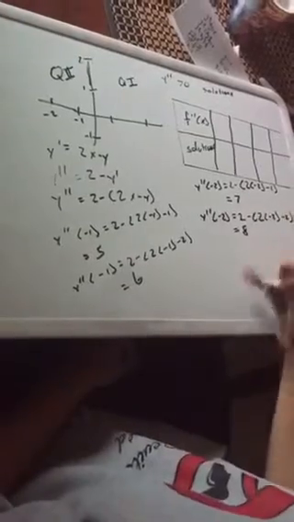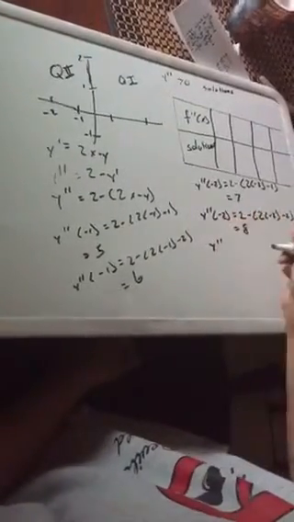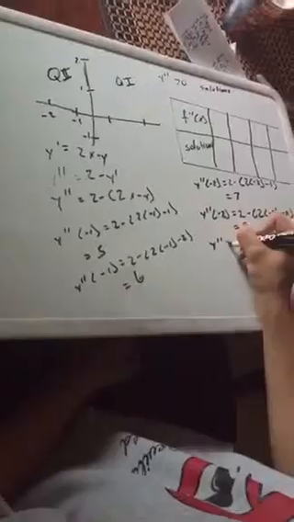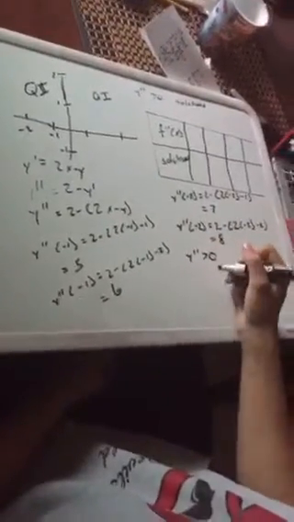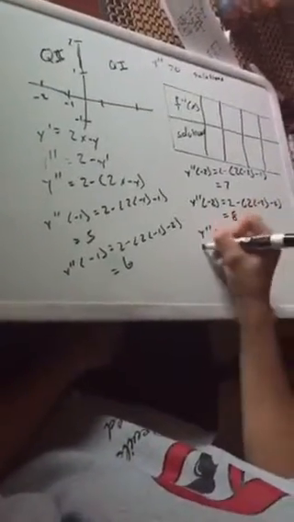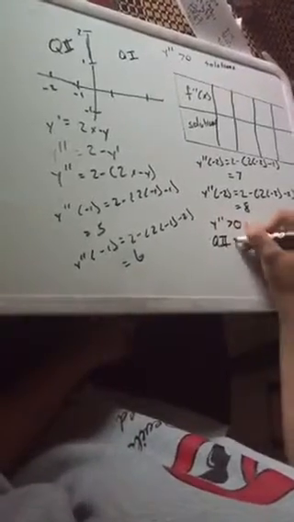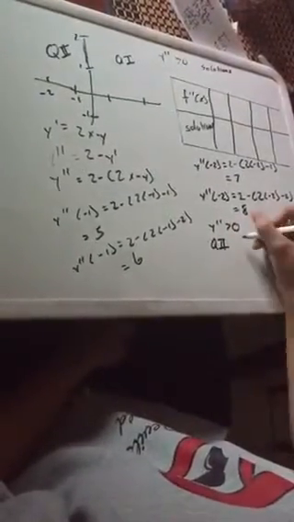So based on the solutions, the second derivative is greater than 0, which concludes that the second quadrant is concave up.